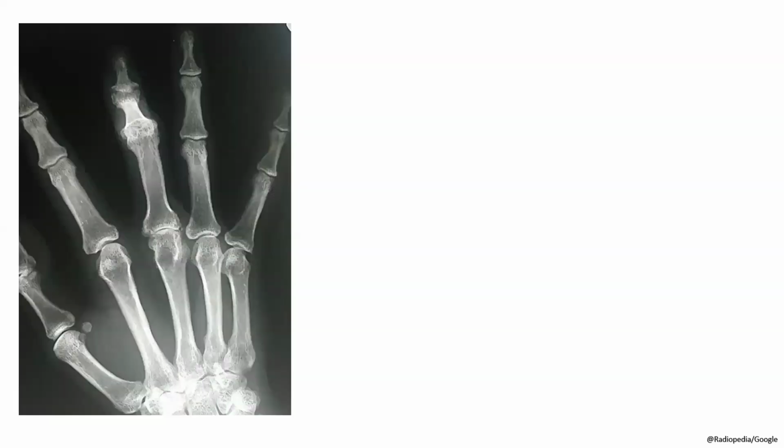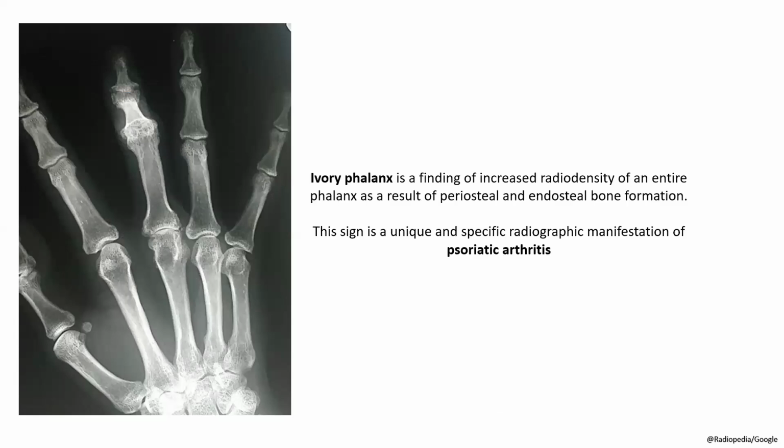Which sign is this? We are seeing a hand radiograph, and one of the phalanges is quite dense. So this is the ivory phalanx or dense phalanx. It is because of increased radiodensity of the entire phalanx, and it is as a result of periosteal and osteal bone formation. So this sign is a specific radiographic manifestation of psoriatic arthritis.